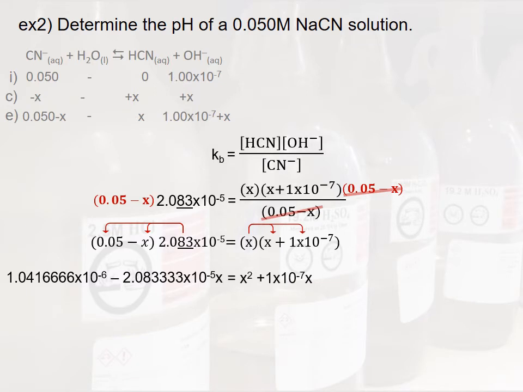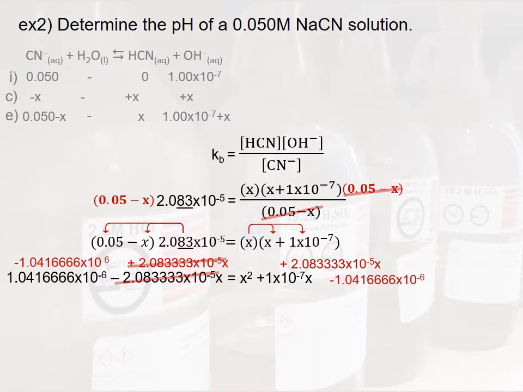Now I'm going to move all my terms over to either the left side or the right-hand side. I'm going to move everything over to the right-hand side because, as I've said before, I prefer to keep my A value positive. So I'm going to add 2.083 repeating times 10 to the negative 5 x to both sides, and I'm going to subtract 1.0416 repeating times 10 to the negative 6 from both sides. And that gives us this here: an A value of 1, a B value of 2.093 repeating times 10 to the negative 5, and a C value of negative 1.0416 repeating times 10 to the negative 6.